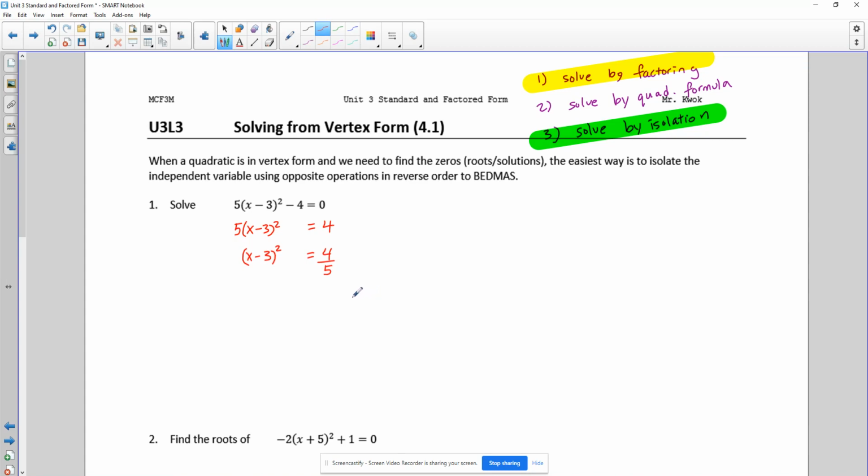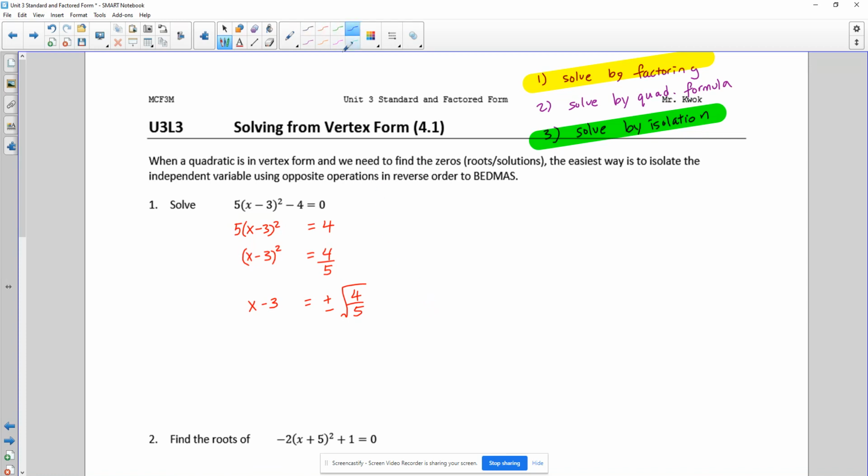Okay. Now, I need to get rid of this square. And in order to reverse the square, I need to use something called square roots. So I'm going to do that. Now, a common mistake with people using square root is they just leave it like that. But in reality, when you square root, you need to add the plus and minus sign over here.